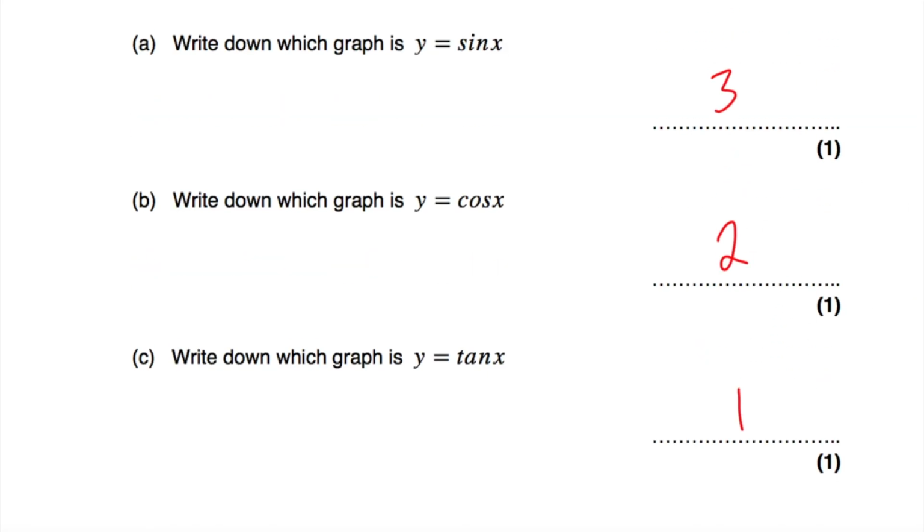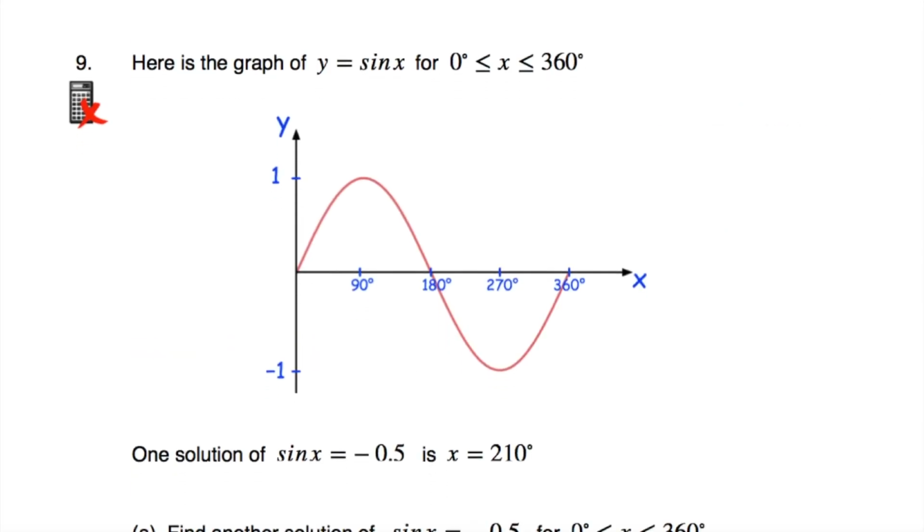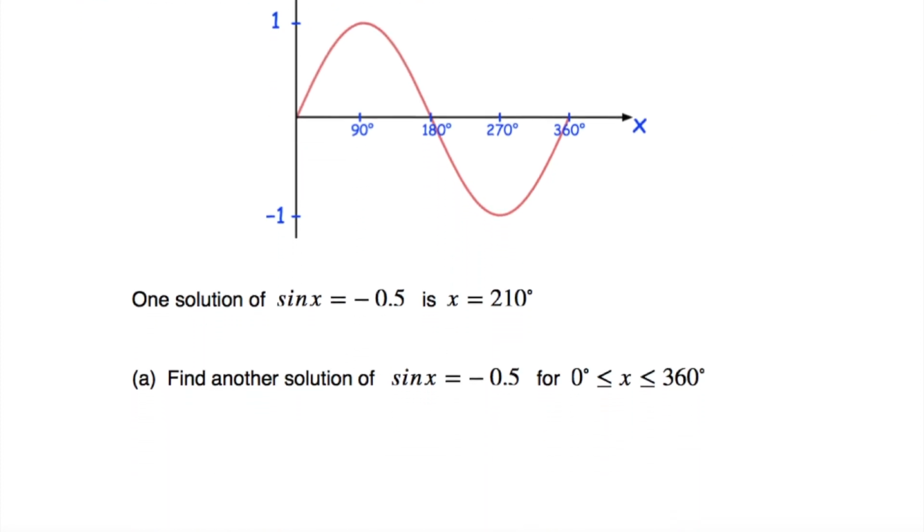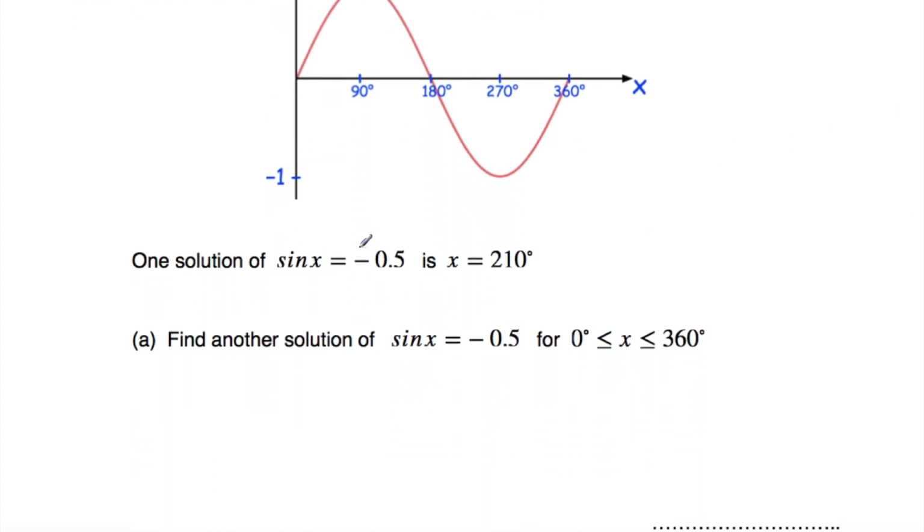Okay, let's look at our next question. Question number 9, we've been given a graph here. It's a sine graph, and it's between 0 and 360 degrees. We've been told that one solution of sine x equals -0.5 is whenever x is equal to 210 degrees. And we've been asked to find another solution to sine x equals -0.5.